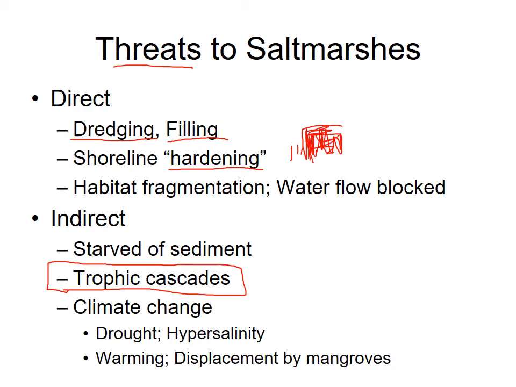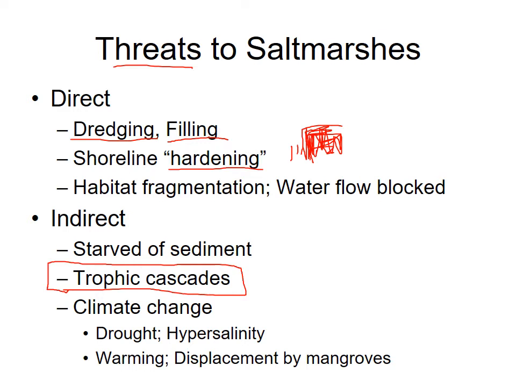And sometimes we'll fragment salt marsh habitats. So salt marshes along the coastline are these networks of marshes connected by tidal creeks, but we'll sometimes dam those tidal creeks or build roads across them, and by interfering with the water flow through that intertidal coastal environment, we can lead to salt marsh dying in some places.